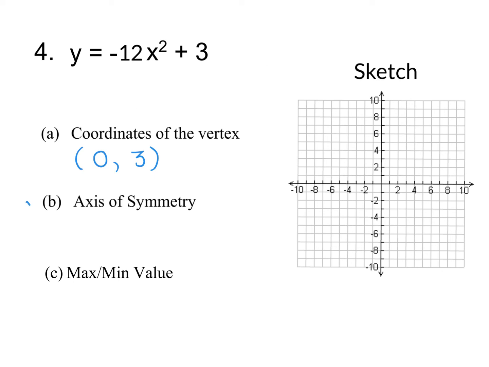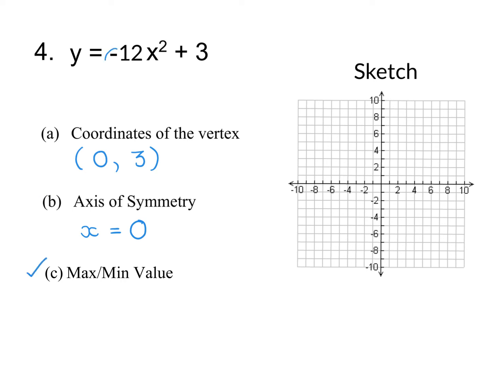Now let's find the axis of symmetry. So axis of symmetry is an x value, so x is equal to, and it's going to be the x value of your vertex. So x is equal to 0. Or remember, because we don't have any brackets, axis of symmetry is 0. All right, so now let's move on to the max or min value.